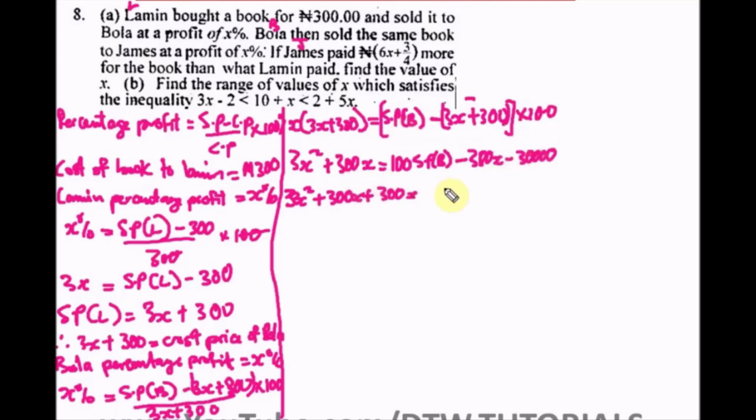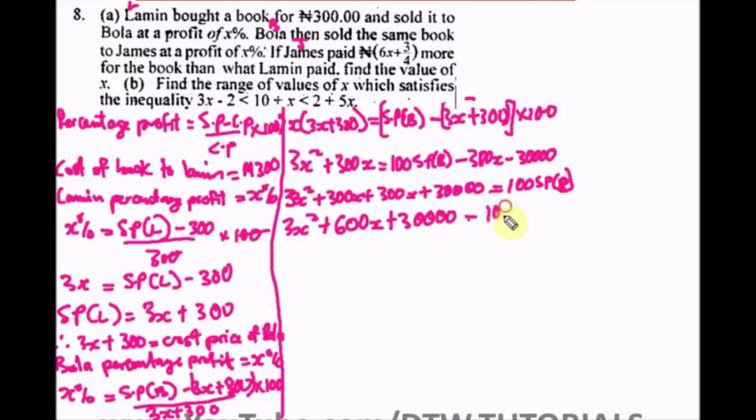Then taking minus 30,000 here, we have plus 30,000 equal to 100 times the selling price of Bola. Okay, so here we have 3x squared plus 300x plus 300x, which will give us 600x plus 30,000 equal to 100 SPB.